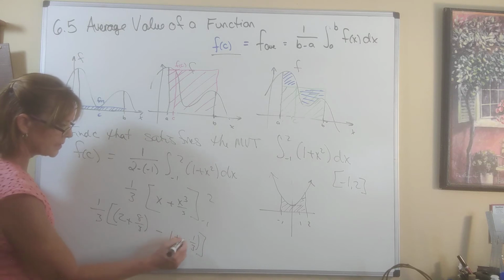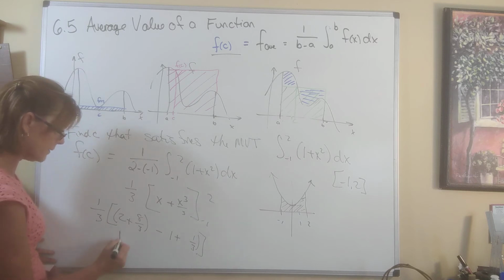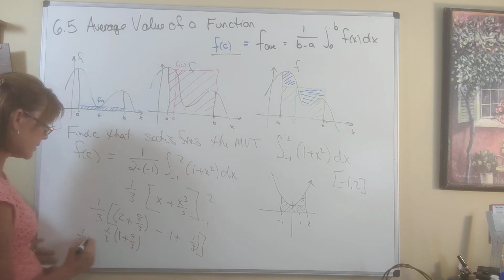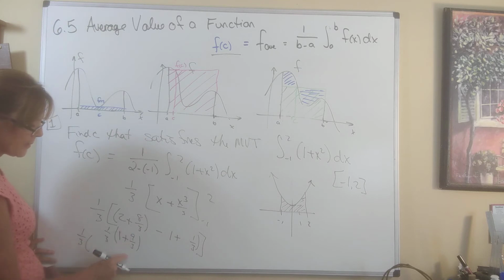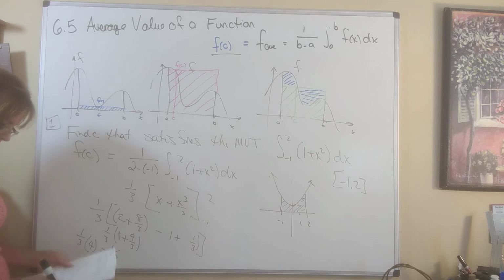This is going to be a plus 1/3 when I distribute the negative. So this is basically 2 minus 1, which is a 1. 8/3 plus 1/3 is 9/3 times 1/3. We get 1/3. Let's see. 9 divided by 3 is 3. 3 plus 1 is 4. So this is 4/3. That's what we get. F of C is equal to 4/3. Now, what do we do with that?